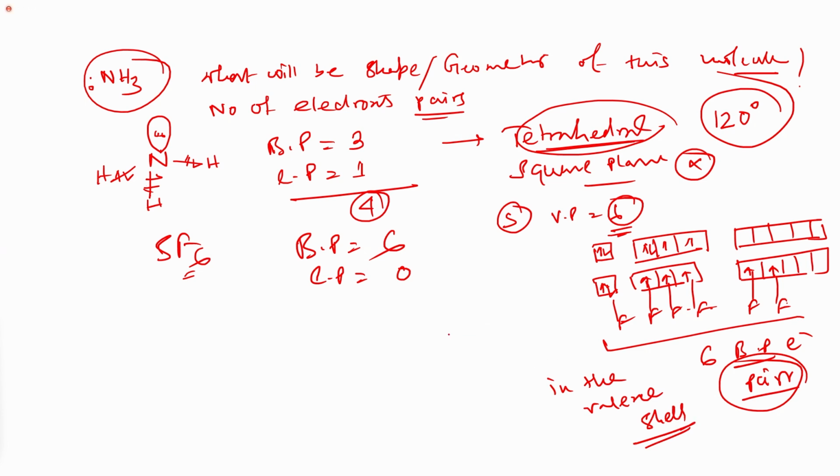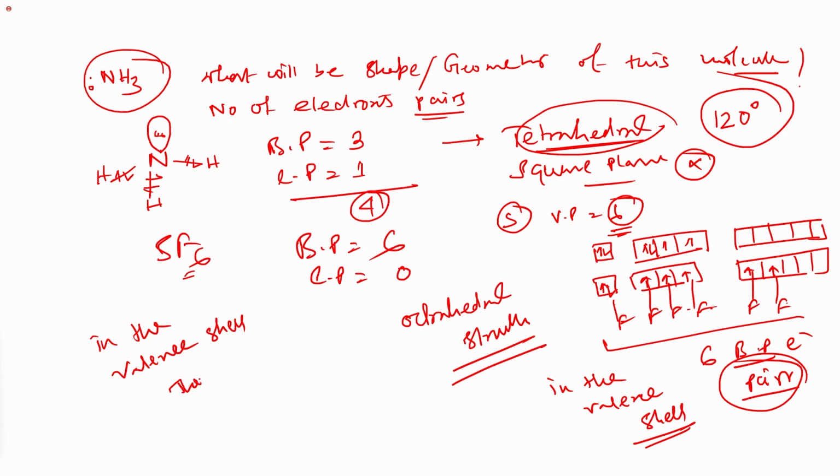So 6 means it will give the octahedral structure. If you see in the valence shell, there is no lone pair, only bonded electron pairs are present. That's why lone pair equals 0 and bonded electron pair equals 6. So 6 means the structure will be octahedral.